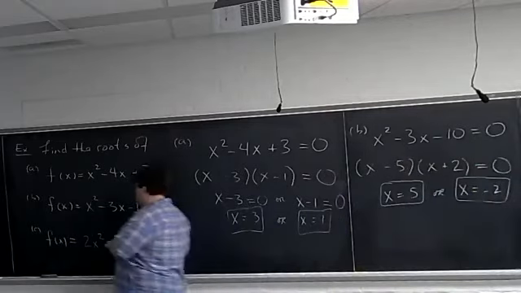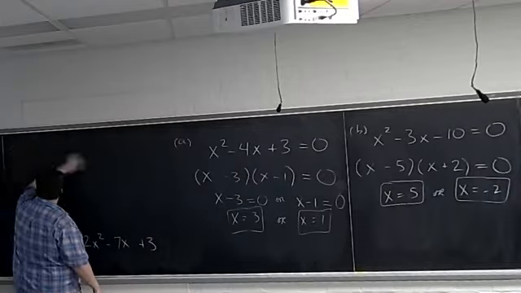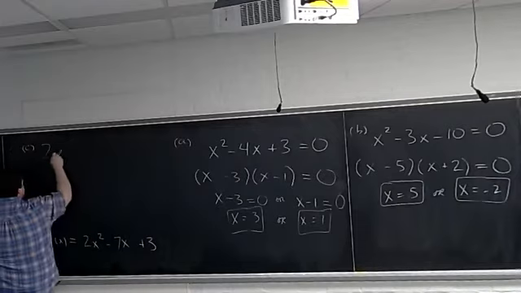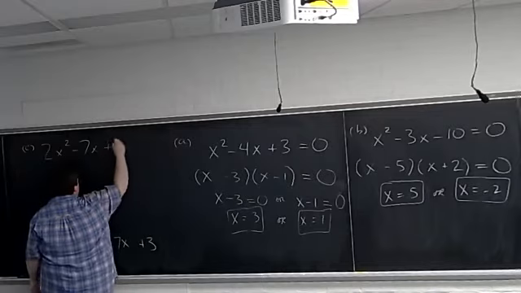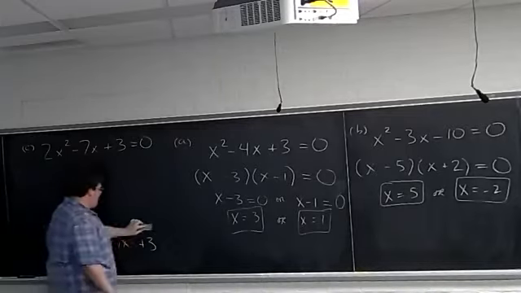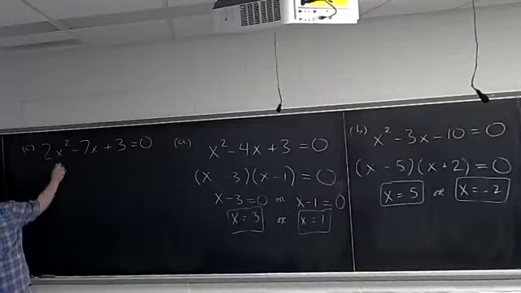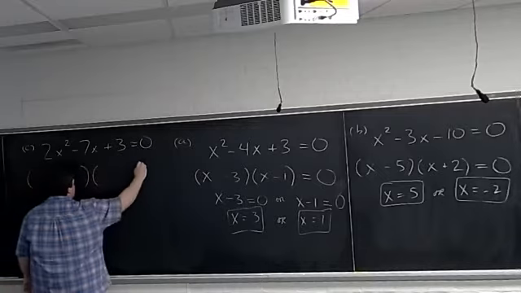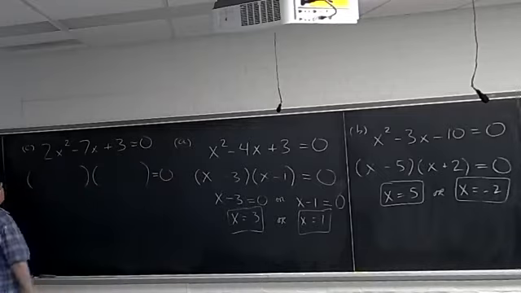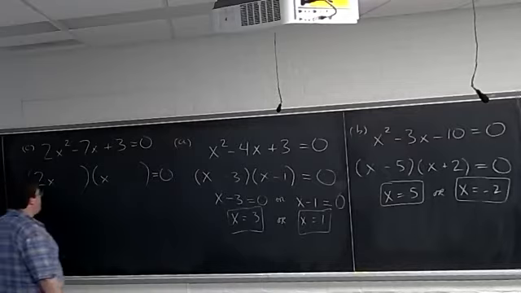Now part C, more difficult than parts A and B because of that 2 in front. So how can we deal with this? Well, we need to solve this equation. 2x² - 7x + 3 = 0. Now, one convenience is the fact that primes show up. When primes show up, it does restrict the choices of the factoring. Meaning, here we have a 2x squared. The only way 2x squared can break into a product is with a 2x and an x. So that's one convenience. Now, we also need the rest to work out in this factoring.